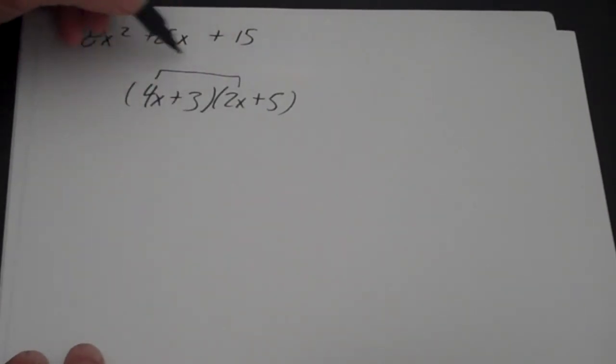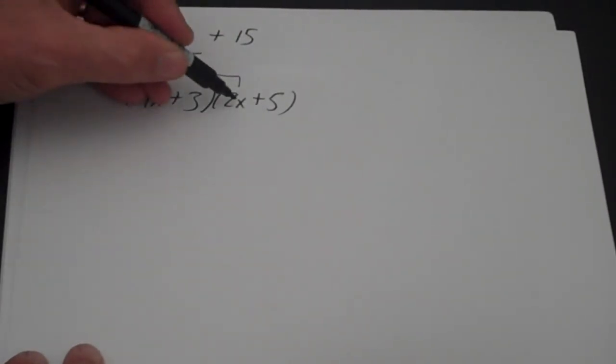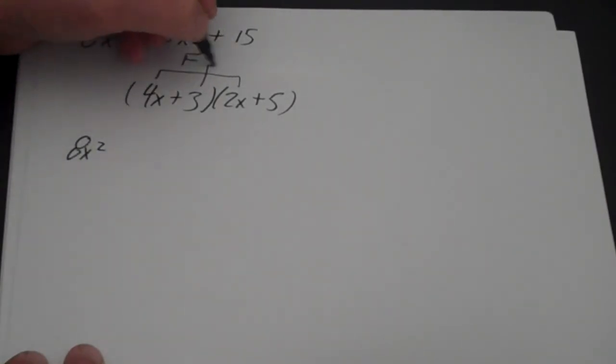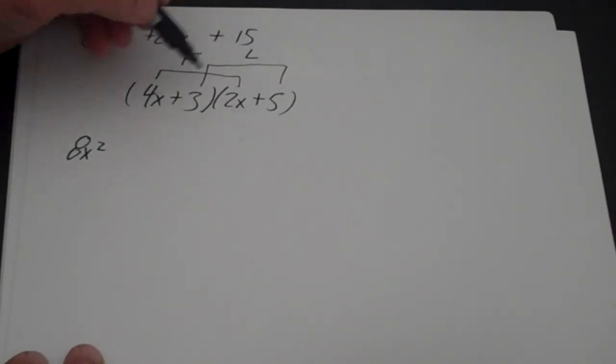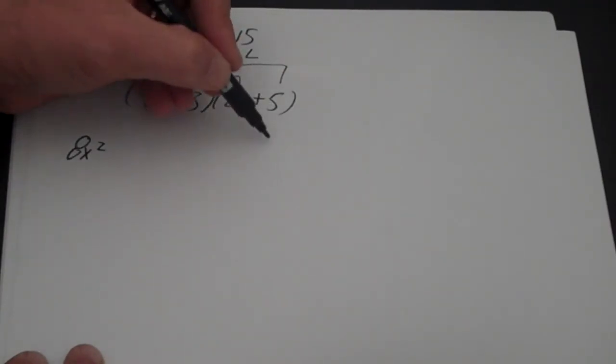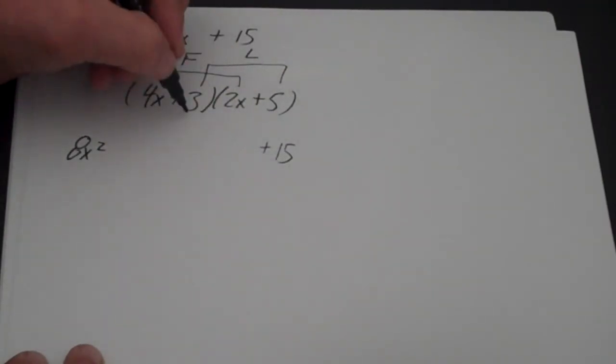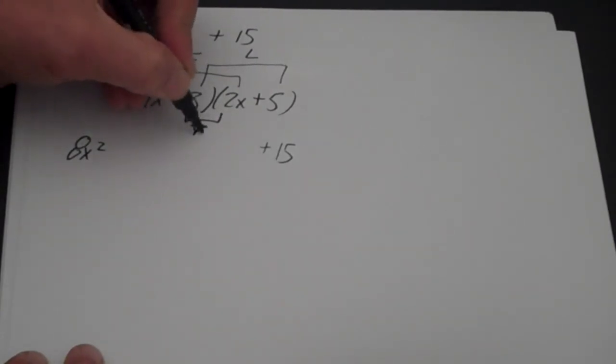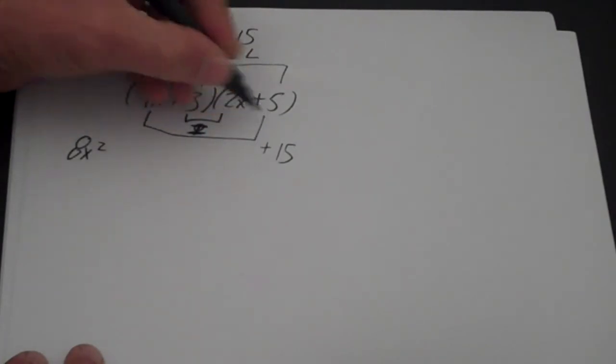Almost everyone gets the first term right, 4x and 2x, that's 8x squared. And they almost all get the last term right. That's 3 times 5, so that's 15. It's the two middle terms that you have to be careful with, the outer and the inner.